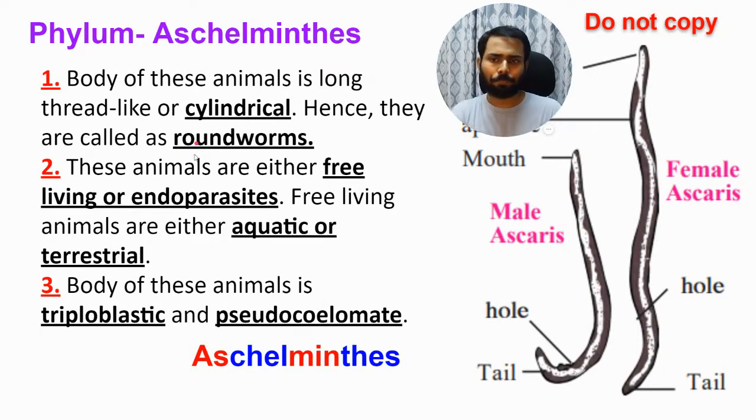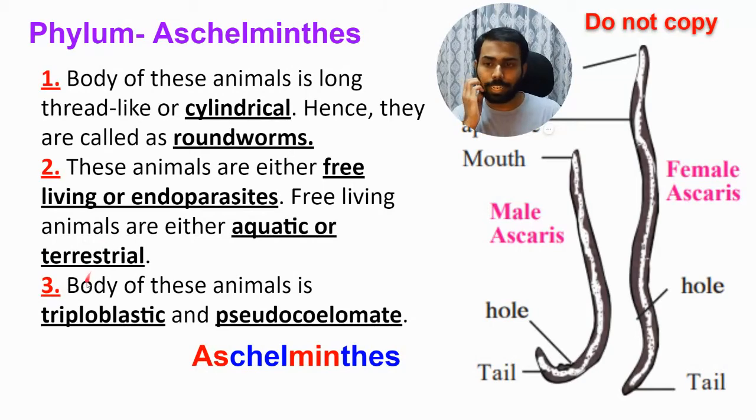Okay. Next, these animals are either free living यानी parasites नहीं होंगे, और endoparasites यानी दूसरे living things के अंदर रहेंगे. Free living animals are either aquatic or terrestrial. जो endoparasites नहीं है, जो free living है, वो या तो aquatic होंगे यानी पानी में मिलेंगे, या फिर terrestrial, land पे भी मिल सकते हैं.